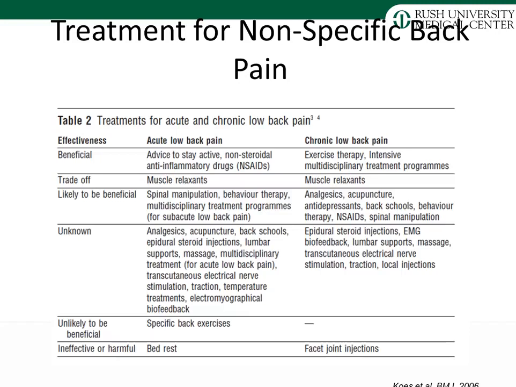Sometimes patients will have some benefit with muscle relaxants, and for patients who have pain that is radicular or neuropathic, we will sometimes use muscle relaxants that are more specific to the nervous system, such as baclofen, but these may or may not be effective for patients with nonspecific back pain. Likely to be beneficial are things such as spinal manipulation or chiropractic, behavioral therapy, and multidisciplinary programs, which aren't necessarily available for all patients, and can all be helpful in patients with acute back pain. Many of these unknown treatments do have some supporting data that they might be useful.